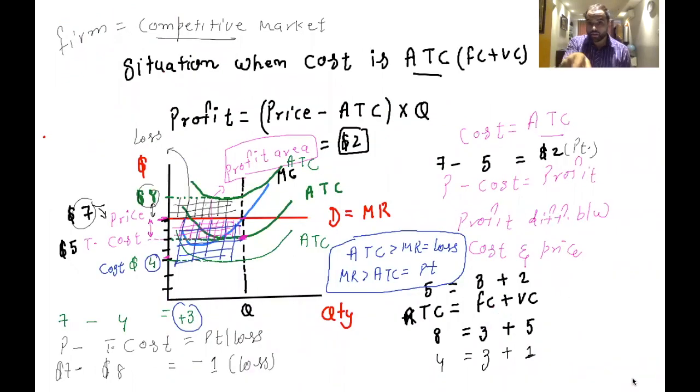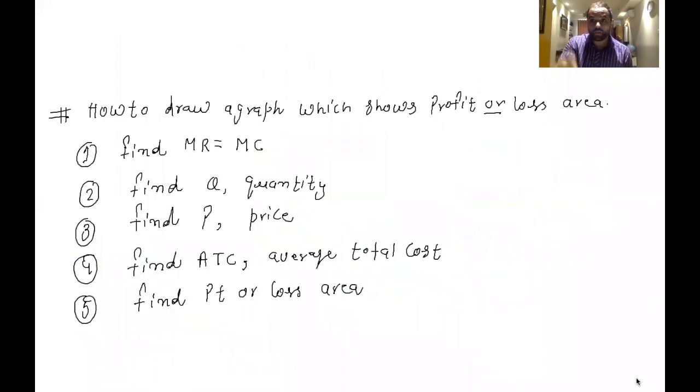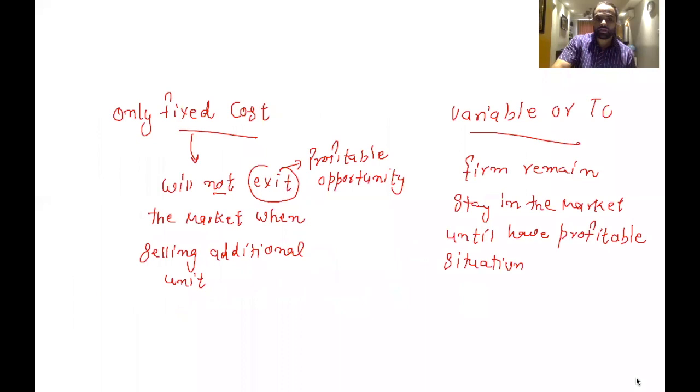Here, total cost increase. Then your cost is more than marginal revenue. That's why you have a loss area. If you have a loss area, the firm will exit the market. The firm will not stay in the market because that market is not profitable for you. So I need to stay in the market. The longer you're staying, your unnecessary cost will be increasing. All right. So that's why a firm stays in the market until the firm has a profitable situation.